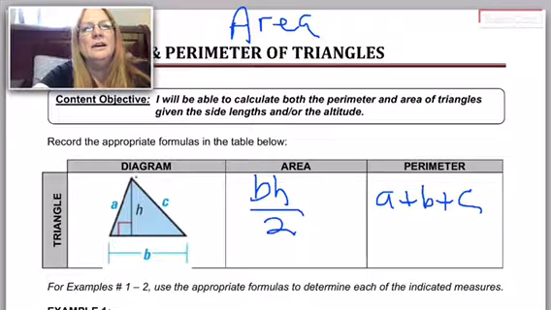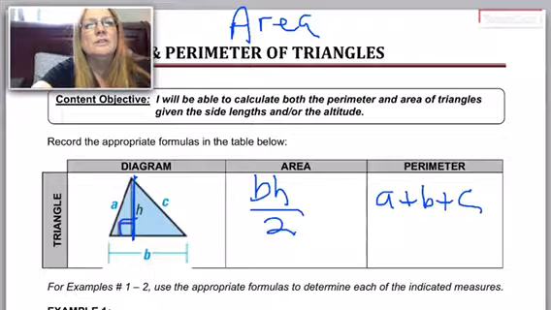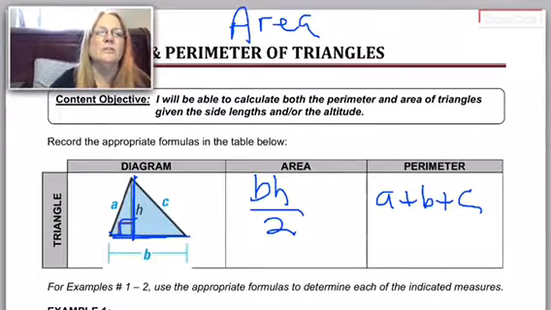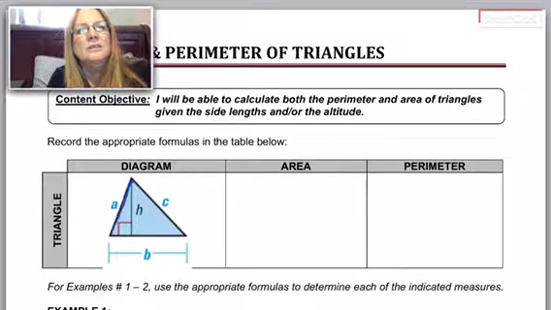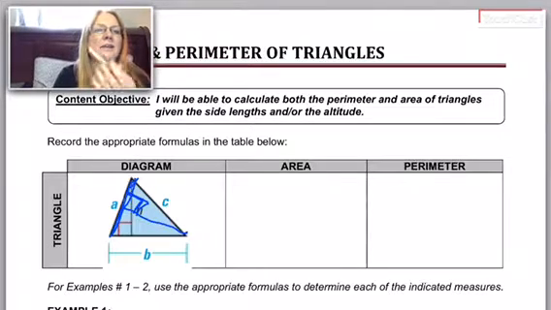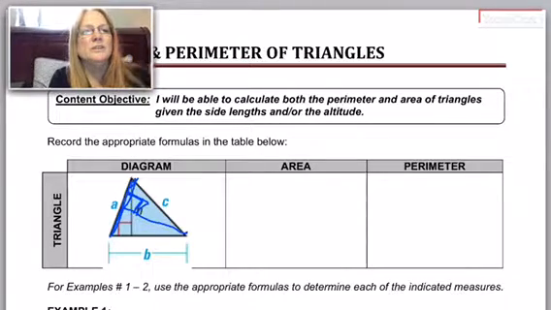Now remember, the height has to be perpendicular to a base. So in this picture here, here's my base, because that's where my height is drawn. But this side could be the base as well if we had the height drawn perpendicular to it. So the base is just the side where we have the height drawn perpendicular to it. Let's look at some examples.